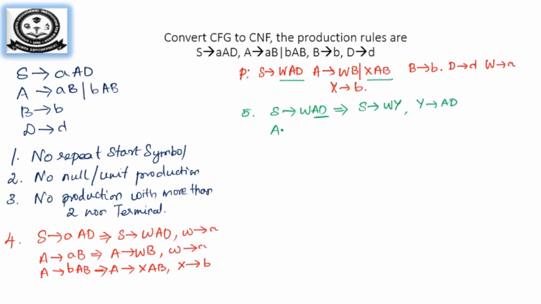Similarly, the second production which is violating is X tends to XAB. Okay, so instead of AB, I will use another term. So S tends to XZ, and you can have Z tends to AB.